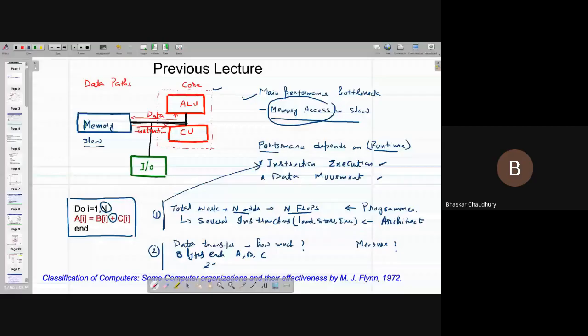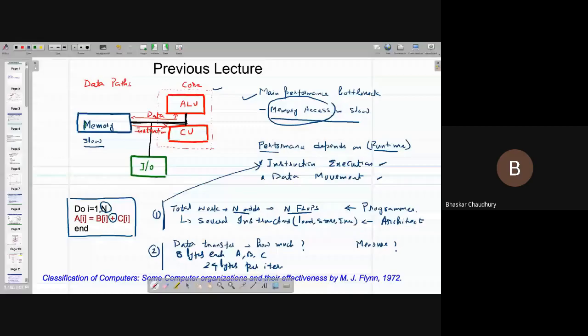Now the second question is how much data transfer really happened in this simple code. If I look into one instance of the loop, let's say there are 8 bytes for each variable, I mean A, B, and C. So the total is 24 bytes per iteration. Now, if you have n iterations, you will have 24n bytes.